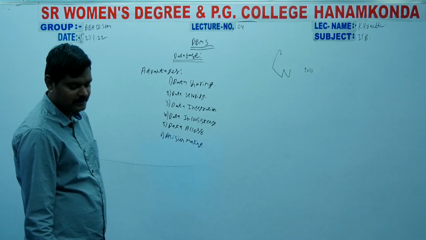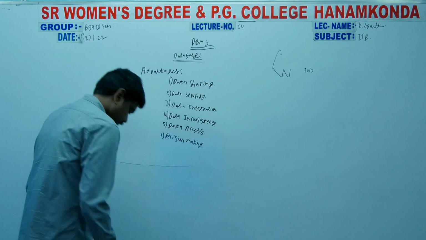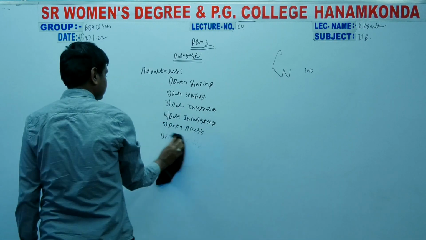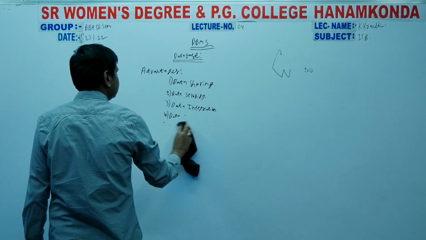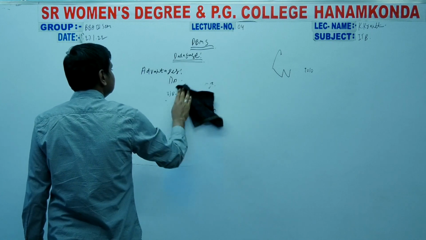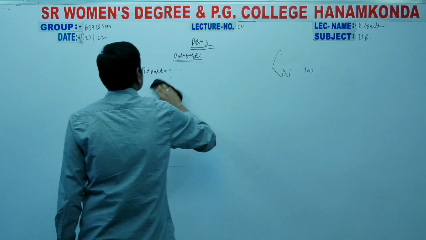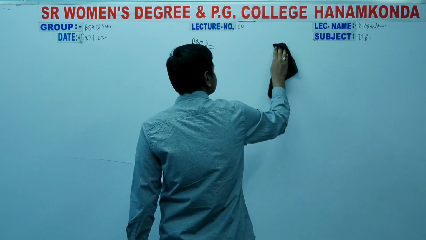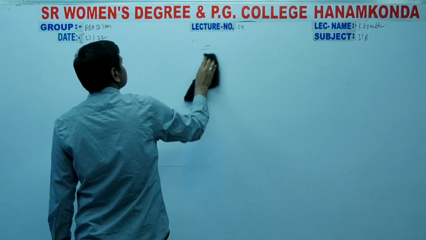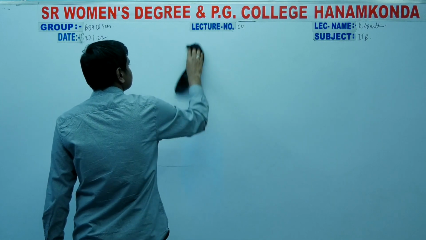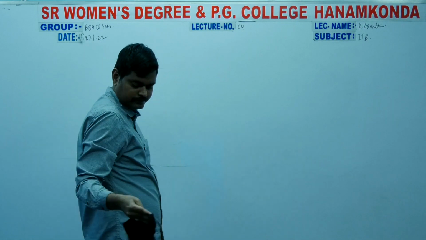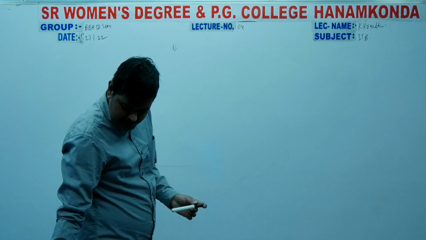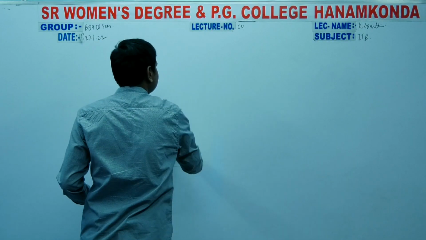Now we are going to the disadvantages of DBMS. We have discussed the advantages, and now we are moving to the disadvantages. So what are the disadvantages? We will see now.